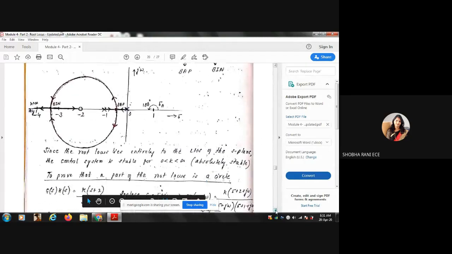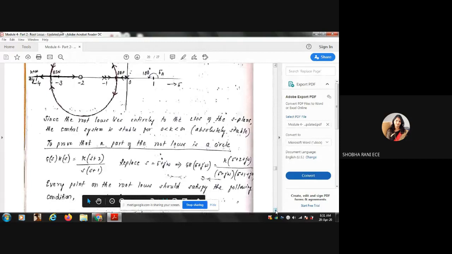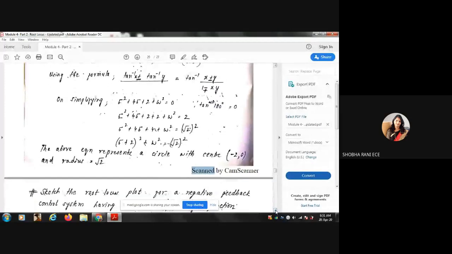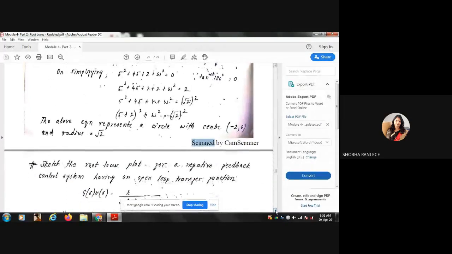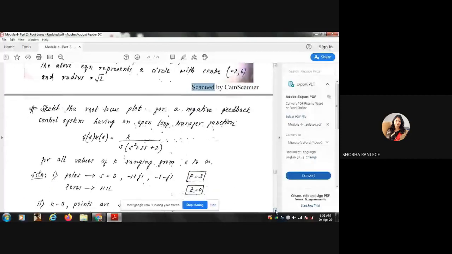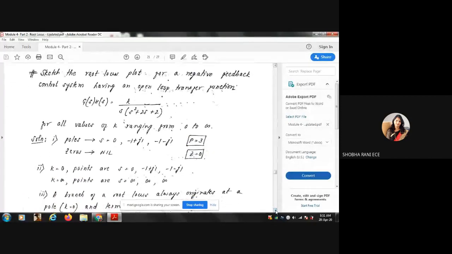So real poles and real zeros. But now let us take a problem wherein you get a complex pole. When you get a complex pole, as I said, you should know that we have to calculate angle of departure. Whenever you have complex zeros, you have to calculate angle of arrival.